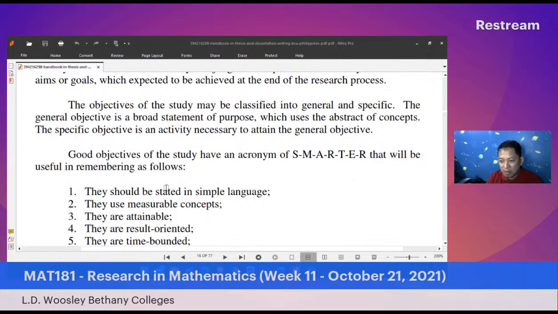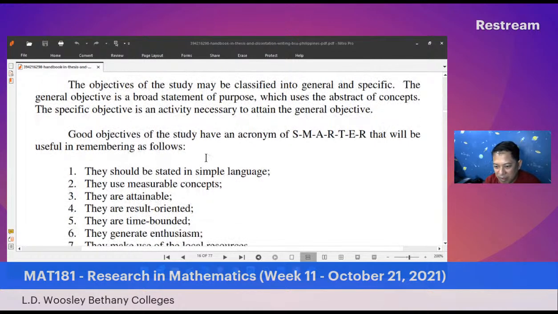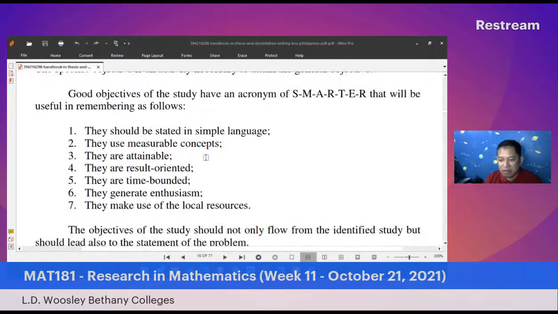Of course, the good objectives, we have seen that these are SMARTER, useful to remember. You should remember the acronym SMARTER, that will be useful in remembering as follows. There must be, it should be stated in simple language, simplicity. Measurable concepts. Kailangan ma-measure yan. Pag hindi ma-measure, mahirap i-research yan.